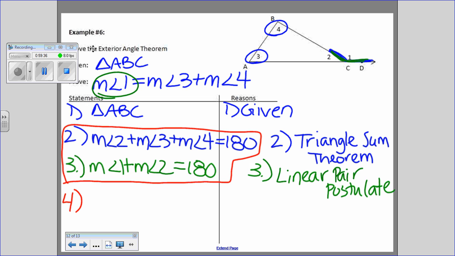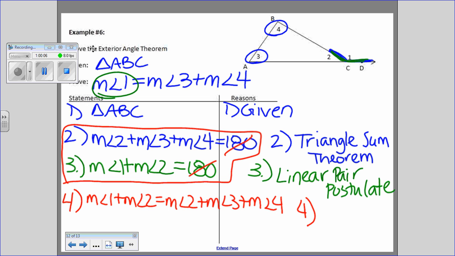Your middleman is 180. You guys keep doing this. You cannot just take out one part. You have to take out the entire side. So if I'm canceling out a middleman, he has to be the entire side of the equal sign. So then I have the measure of angle 1 plus the measure of angle 2 equals the measure of angle 2 plus the measure of angle 3 plus the measure of angle 4. That is because of the transitive property, not the transversal. Transitive property of equality.